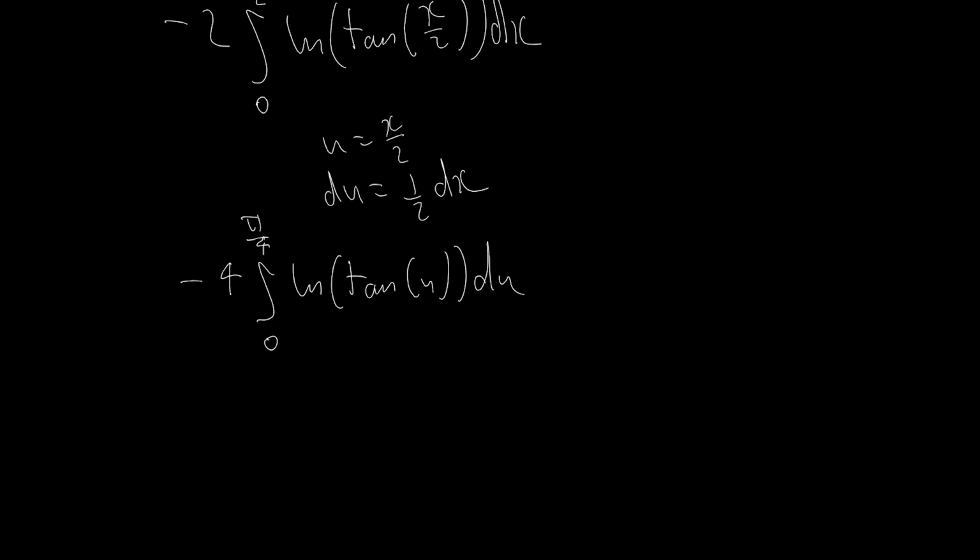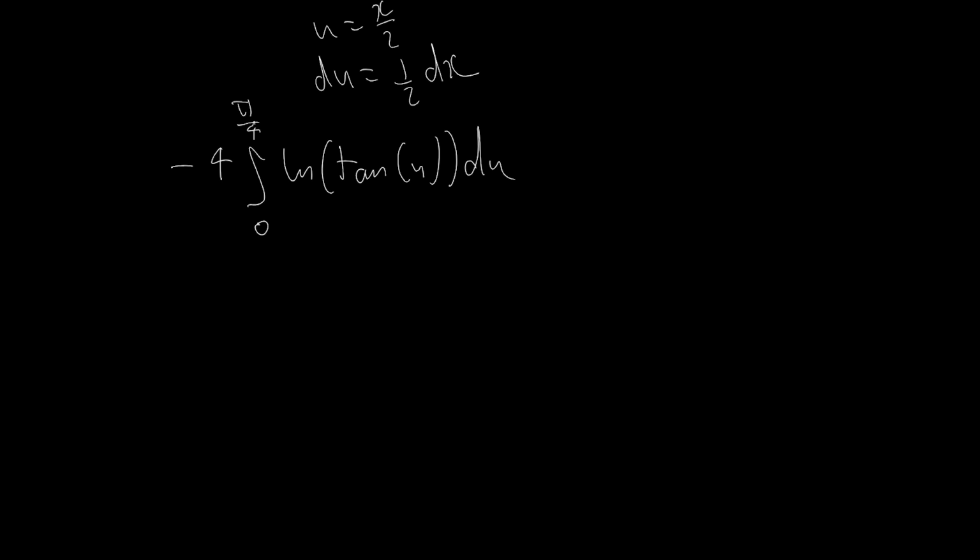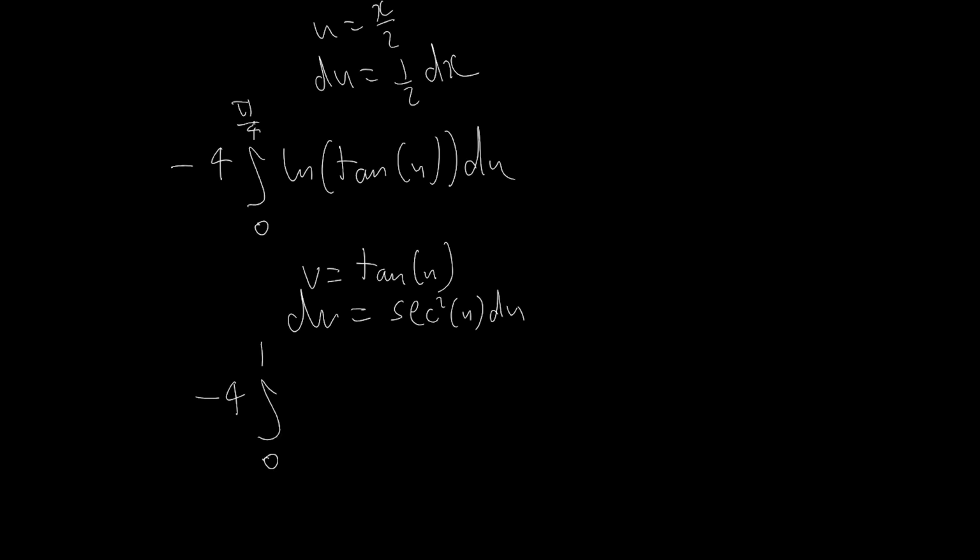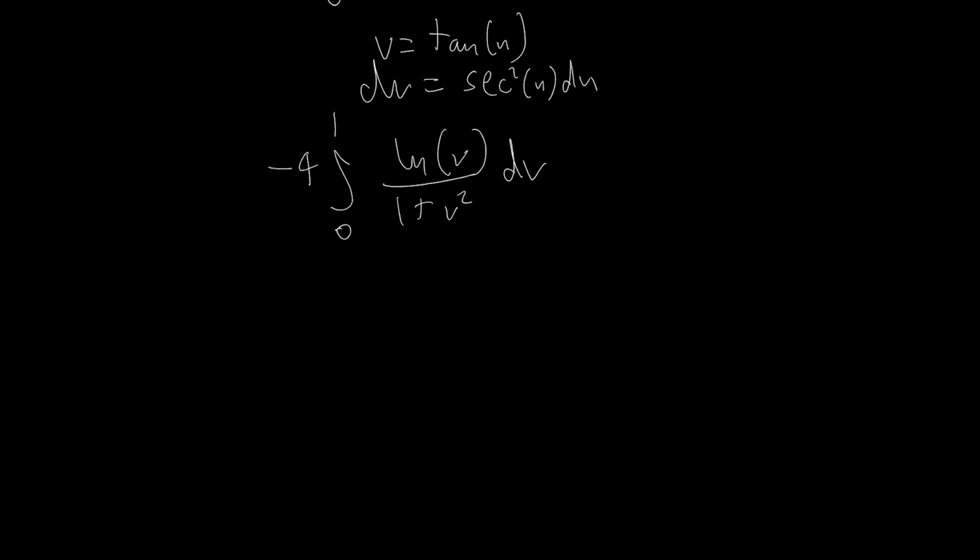And this might be looking quite familiar. If we do another substitution, let's say v equals tan u, dv equals sec squared u du, and we have the following integral, 0 to 1 of ln v over 1 plus v squared dv. And this is actually just equal to minus G. If you've seen my video, the I plus J method, that goes into quite a bit of detail on how that works, but I'll quickly describe it here.